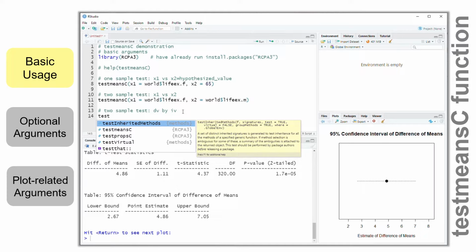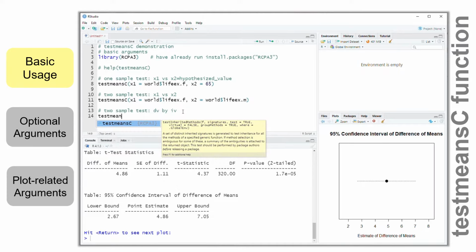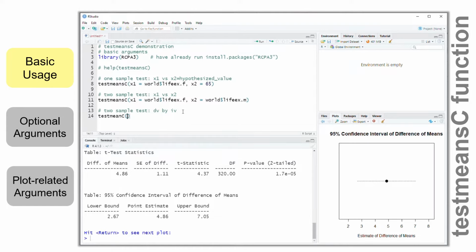Okay, so that example, the x1 versus x2 test, compared two variables that were very similar to one another, but different because they would be on different groups. Both of them were measures of life expectancy. One was for females and the other was for males. The final basic variant of the testmeansC function follows a slightly different logic.